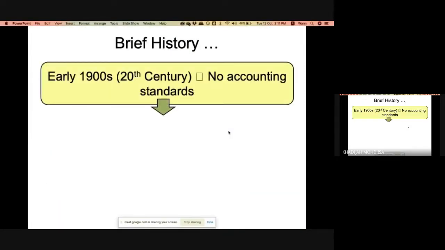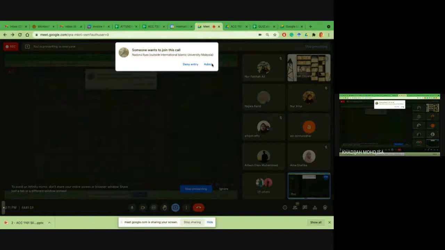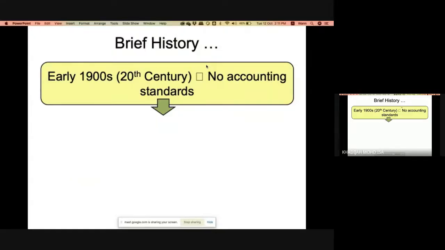So let's look into the history. All right. Why do we have a conceptual framework in the first place? In the early 19th or 20th century, there were no accounting standards. You remember that accounting, recording all these things, has been there from the very beginning. People did actually do accounting, but there was no standard of doing the accounts.